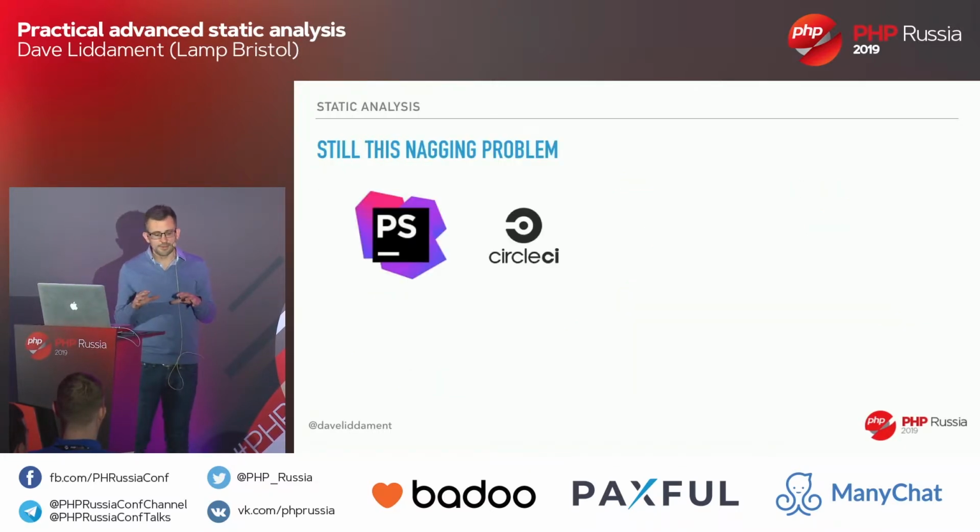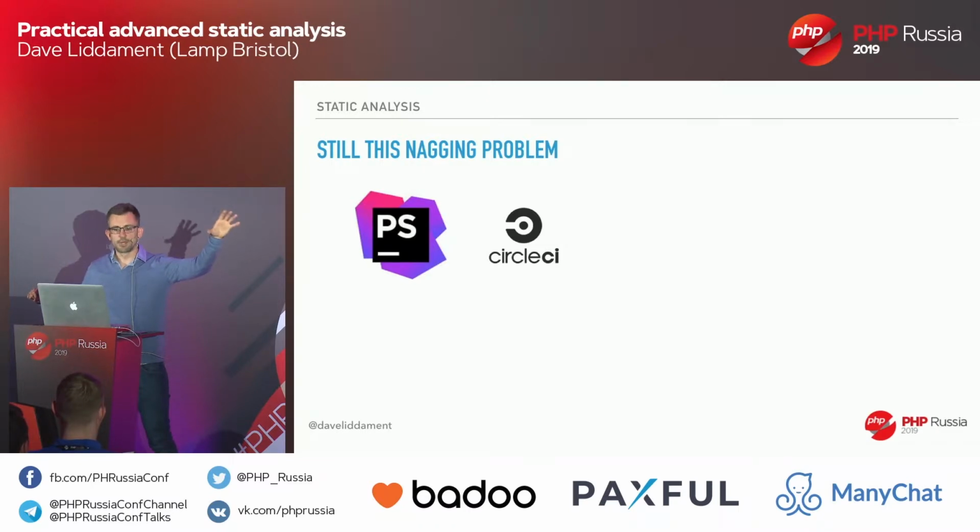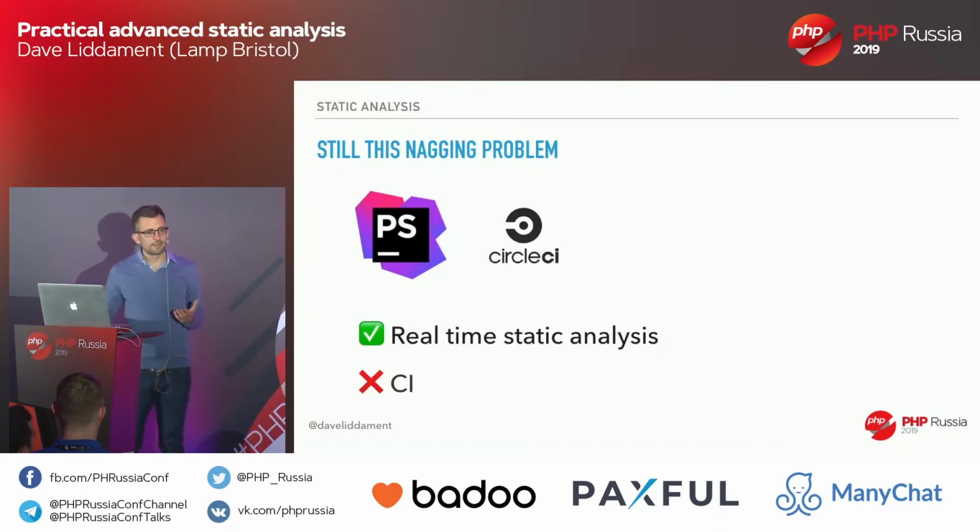And I kind of had this nagging problem. The real-time static analysis that was going on in PHPStorm was really powerful. It was far more powerful than anything I had in my Circle CI. So if I saw a bug whilst I was writing code, that was fine. My IDE would tell me that there's a problem. But there was no safety net. If I missed something, or maybe I made a change to code here, and that affected something over there, and I wasn't aware of that fact, there was no safety net for that. So I had my real-time static analysis, but my CI was a bit lacking.